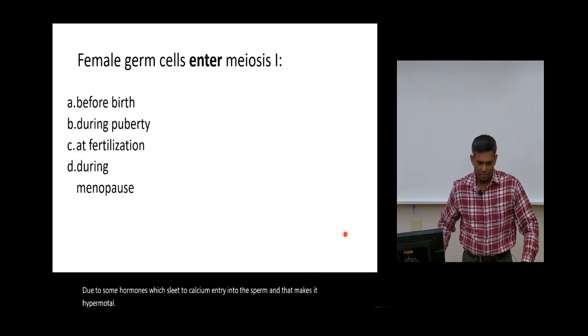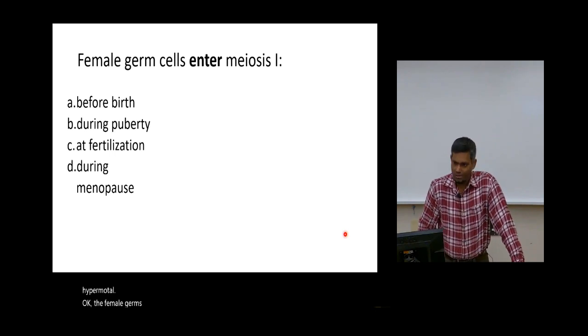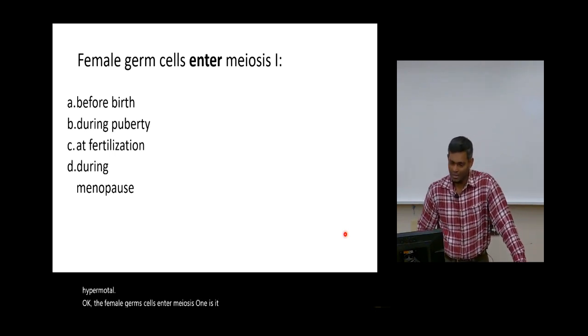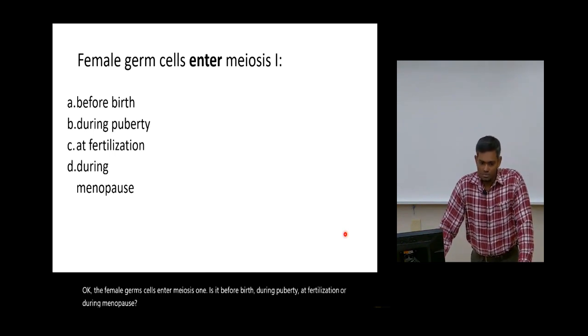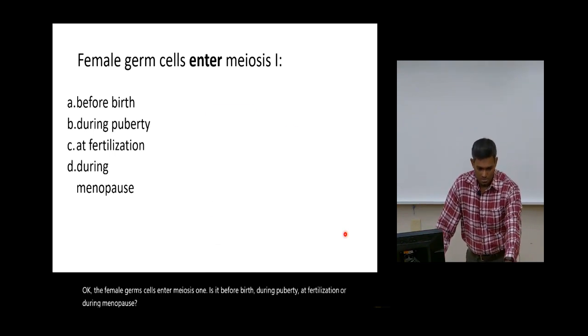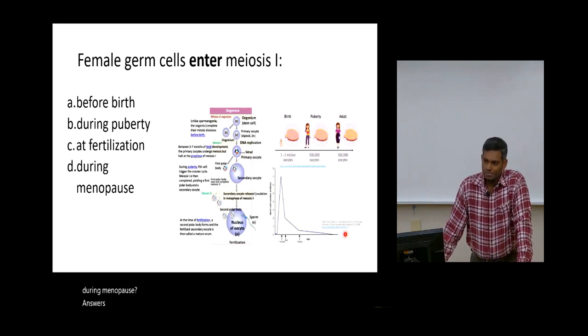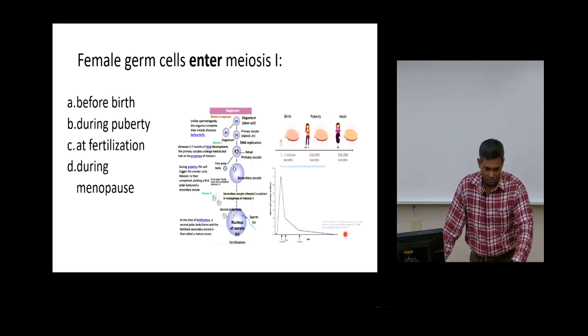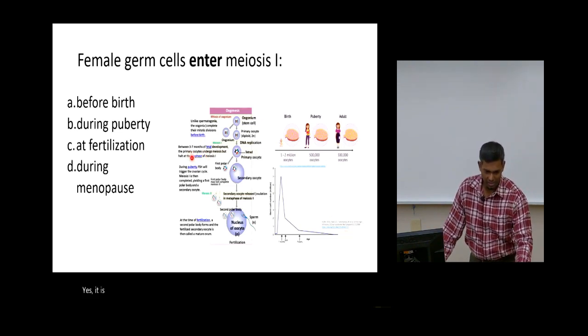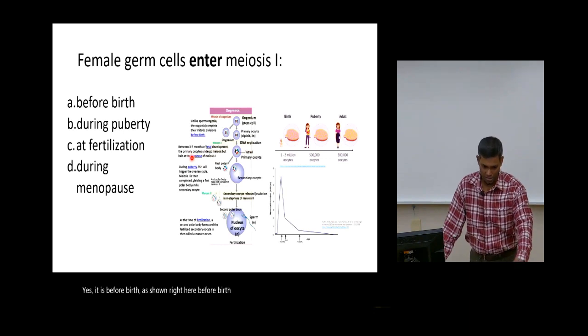Okay, the female germ cells enter meiosis 1. Is it before birth, during puberty, at fertilization, or during menopause? The answer is on this slide. A, B, C, or D? A. Yes, it is before birth, as shown right here. Before birth is when it enters meiosis 1.